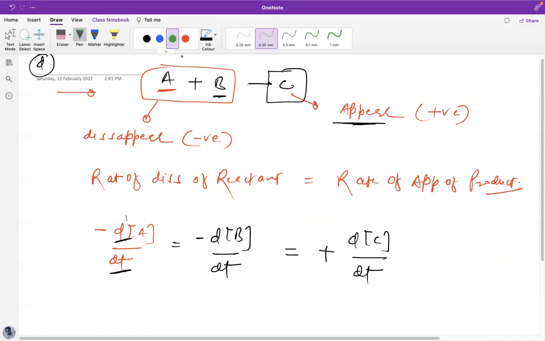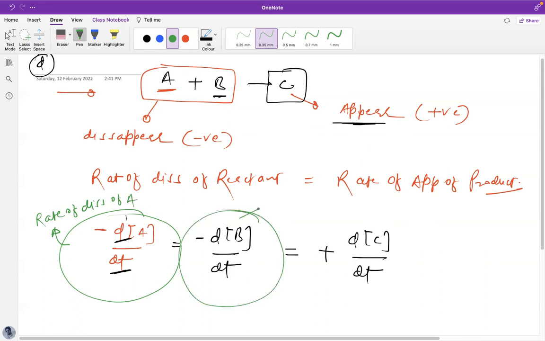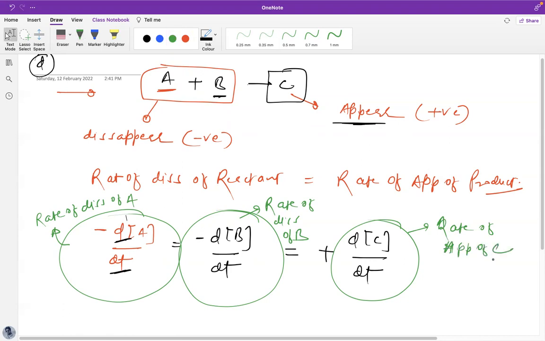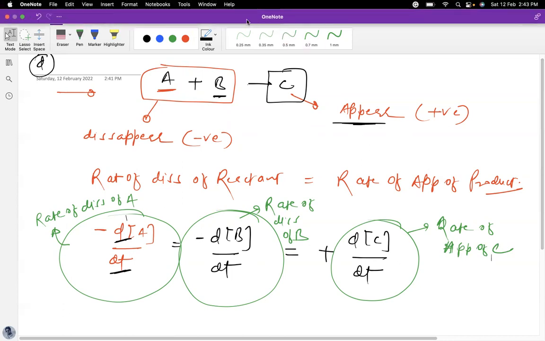Okay, so what does it mean? It means this is the rate of disappearance of A. This is the rate of disappearance of B, and this is the rate of appearance of C. Any doubt, please tell me. Any doubt about this expression?